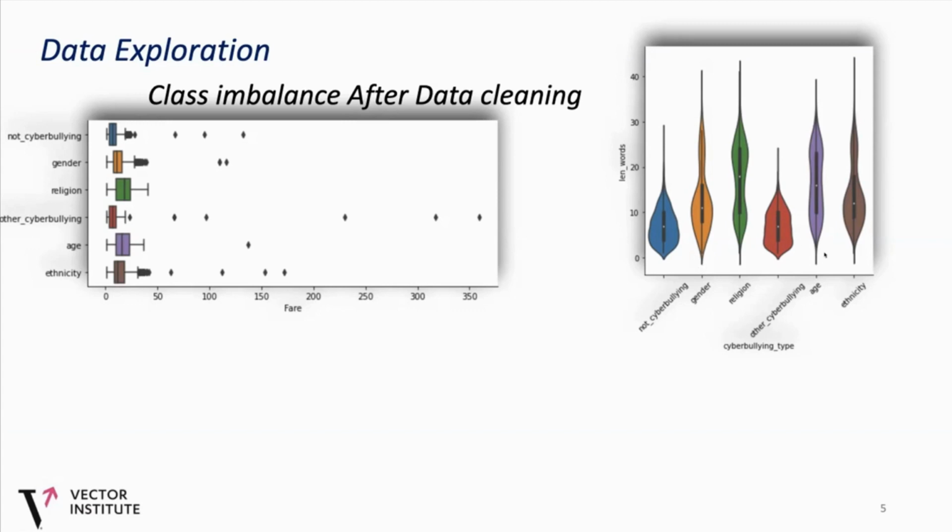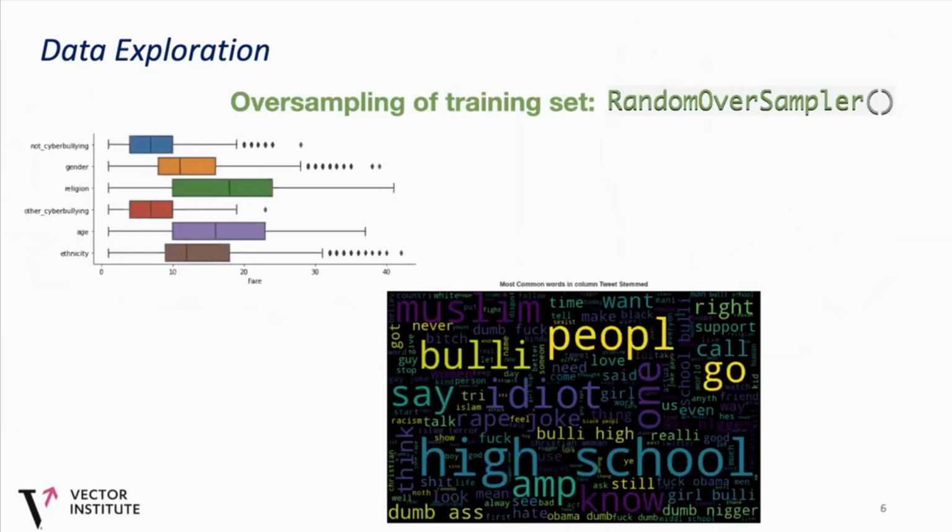Gender and ethnicity, sorry, have a kind of similar distribution. Religion and age have a kind of similar distribution. That gives me a lot of insight on how to do further proceeding with the embeddings. But before we do that, we need to do class balancing.